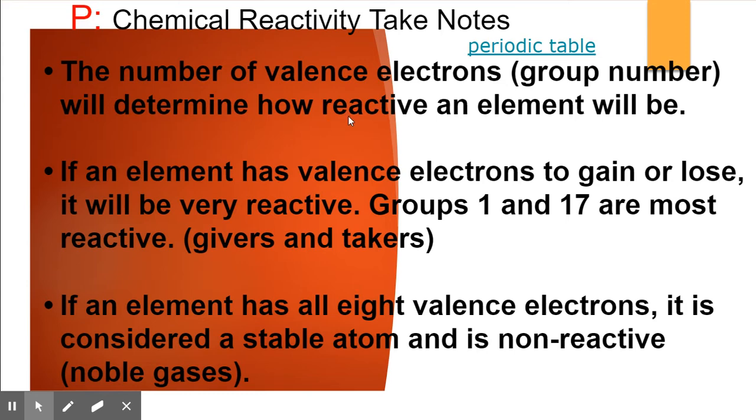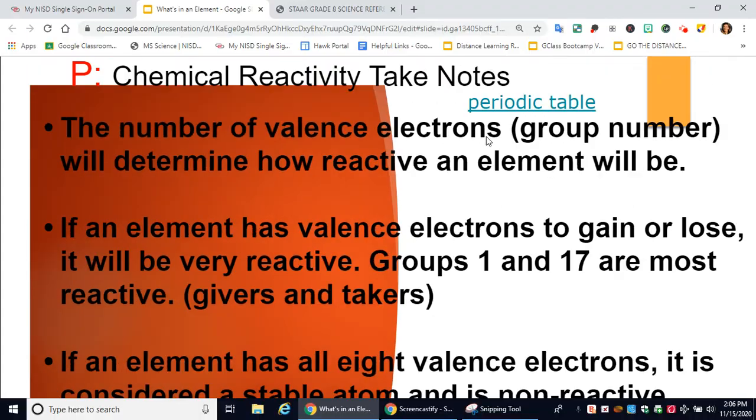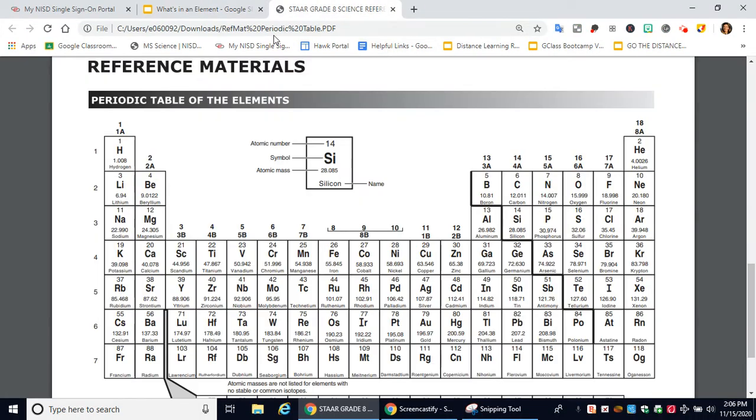It will determine how reactive an element will be. If an element has valence electrons to gain or lose, it will be very reactive. Group 1 and group 17 are the most reactive elements. In group 1, we call them the givers, and in group 17, we call them the takers. So let's have a look at that periodic table again.